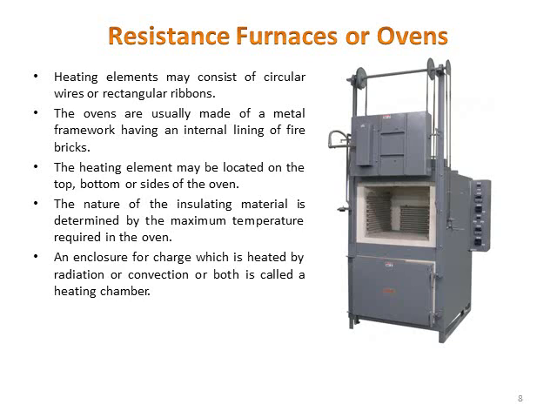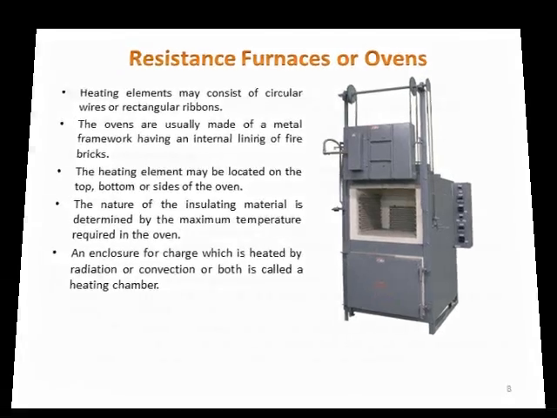The enclosure for the charge, which is heated by radiation or convection or both, is called the heating chamber. So the charge is placed in the heating chamber, the door of this furnace is closed, then the current is passed through the heating elements and the charge will get heated up. So this is the principle of resistance furnace or resistance ovens.